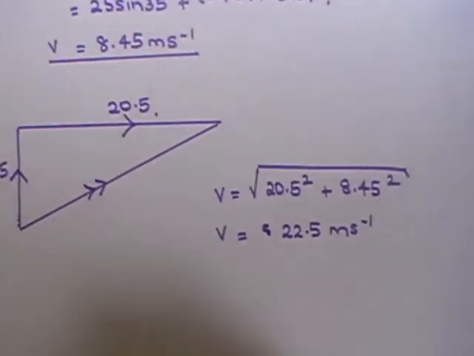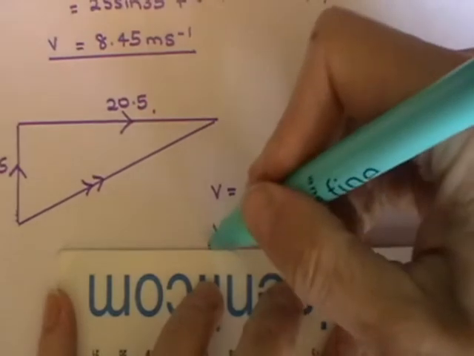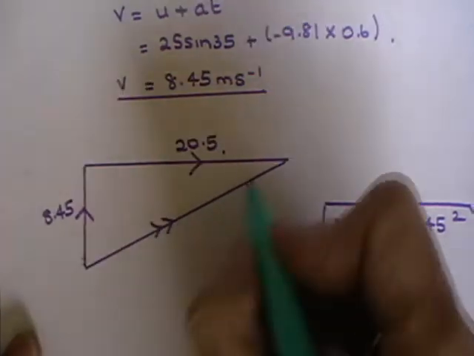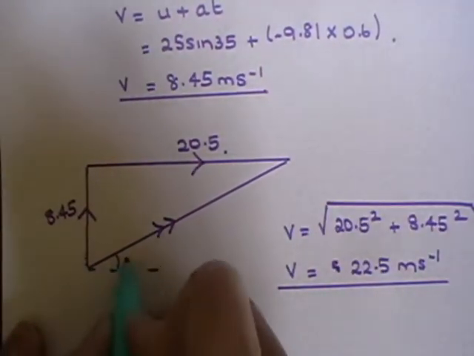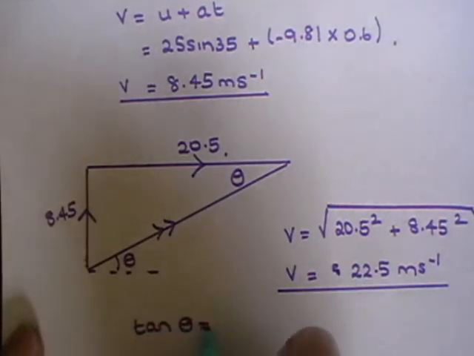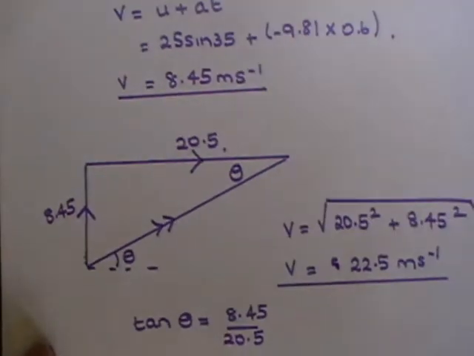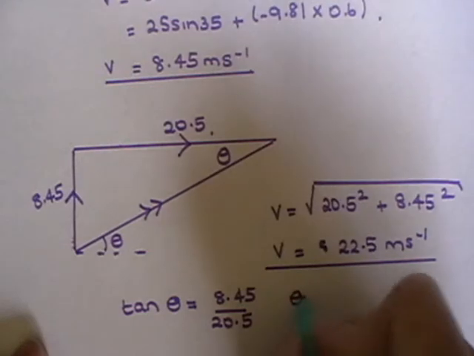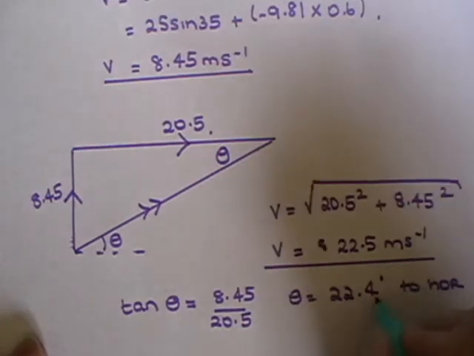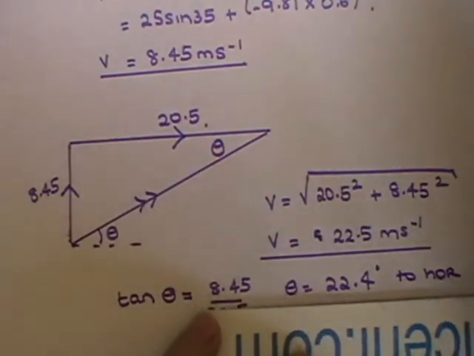Now it also asks you for the direction, so there's quite a lot in this question. The direction is going to be either to the horizontal or to the vertical. If you do it to the horizontal, this angle here is theta, and that's the same angle as this here. So tan of theta is equal to 8.45 over 20.5. You have to take the inverse tan of that, and theta comes out to be 22.4 degrees to the horizontal. You could also do it to the vertical, of course, provided you specify that. You'll get that marked right. And those are your answers there.